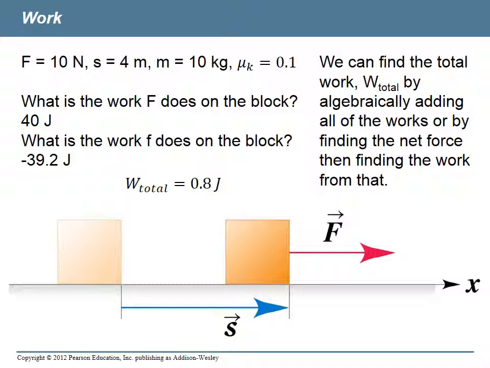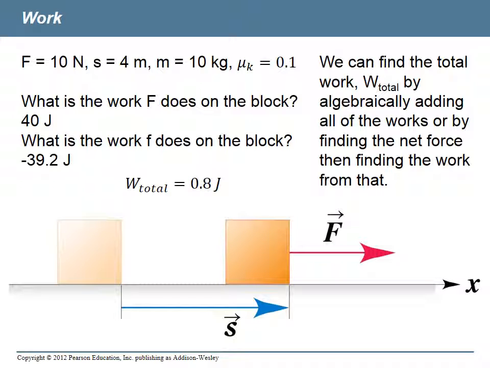Or, and this is a good exercise for you to do, go through and do the chapter 5 stuff, in which we have some force here, some force back here of friction. We can find a net force between the two, which should be 0.2 newtons net force to the right, and then that net force times that displacement will give us the total work. So 0.2 newtons net force to the right times 4 meters would give us 0.8 joules.